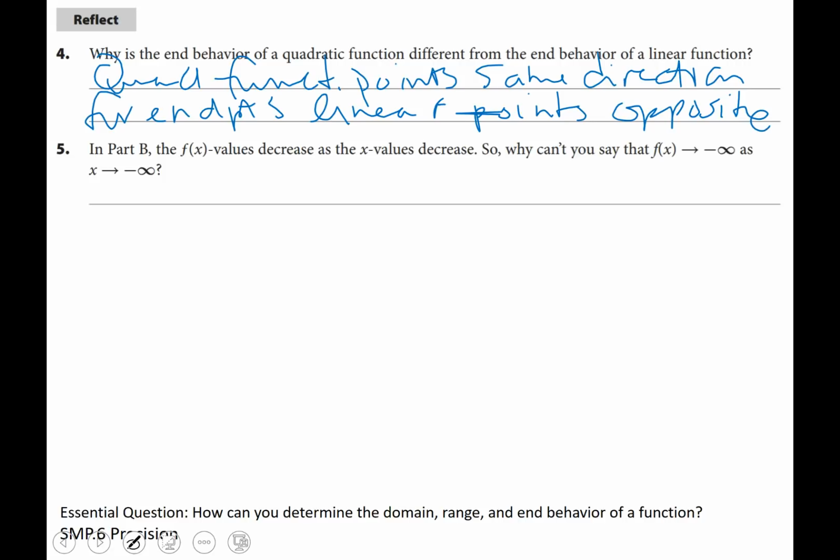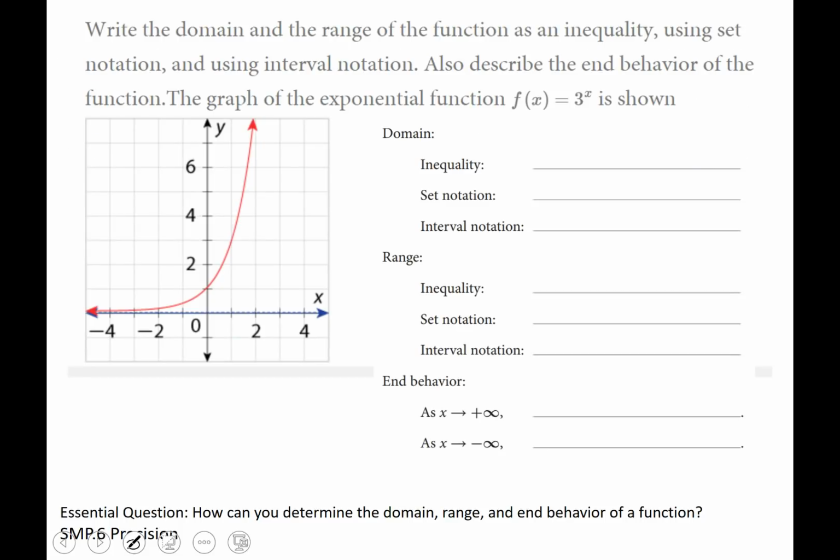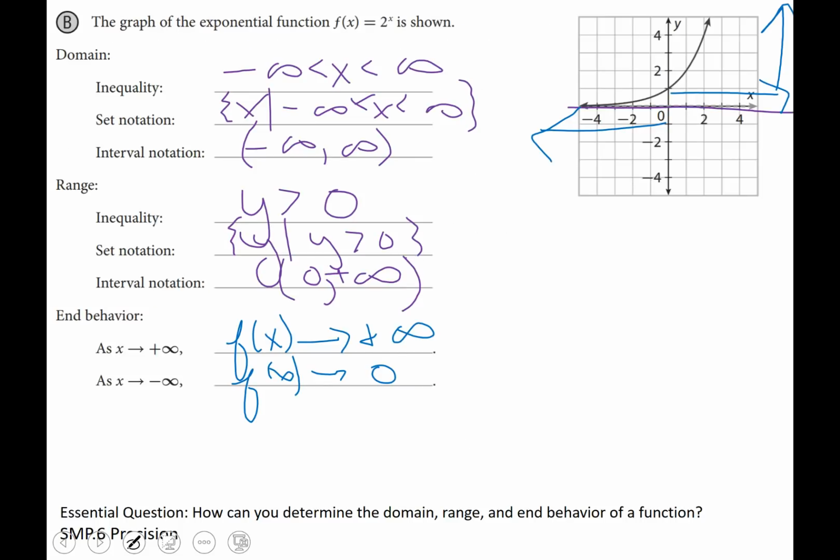Okay. In part B, the f values decrease as the x values decrease. So why can't you say that f of x approaches negative infinity as x approaches negative infinity? So let's go back and look at that on this one right here. So what they're saying is because these are coming towards the left, how come we can't say we're going all the way to negative infinity? Well, it stops at 0. The function never goes below that 0.